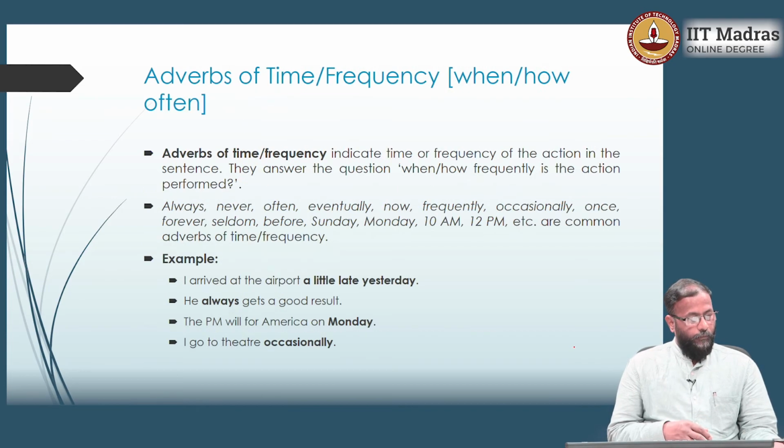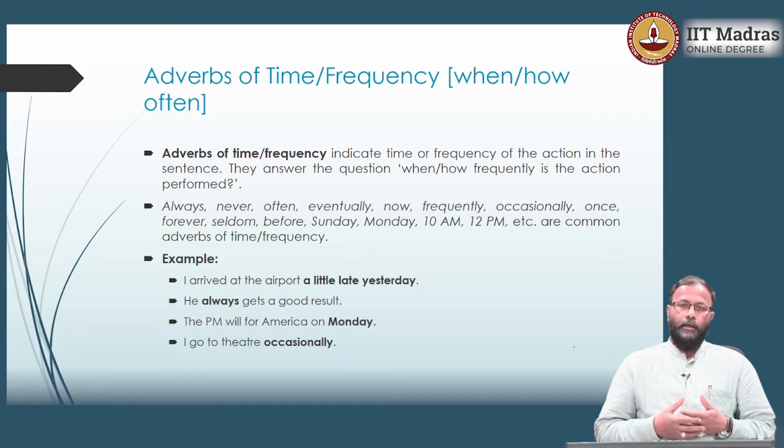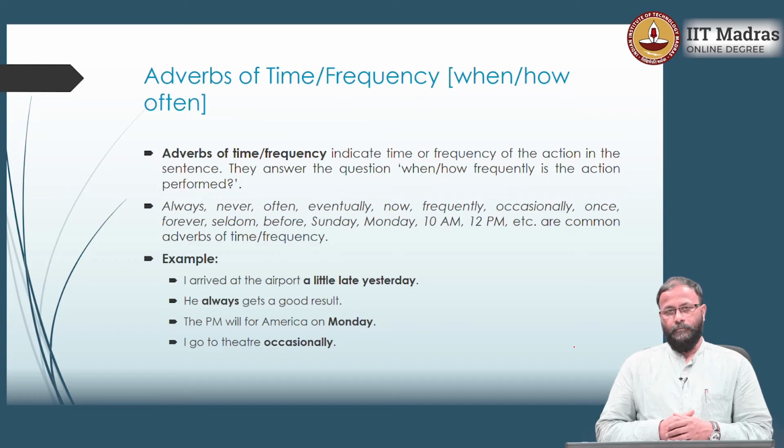Okay, we move to another category, adverbs of time or frequency. Questions like when and how often are answered by such words in a sentence, and they are called adverbs of time and frequency of the action. They talk about the timing and the frequency of the action, how often the action is being performed. Something like, I arrived at the airport a little late yesterday. Yesterday, again, is an adverb of time. It talks about the time of my arrival at the airport. It adds on to the verb arrive.